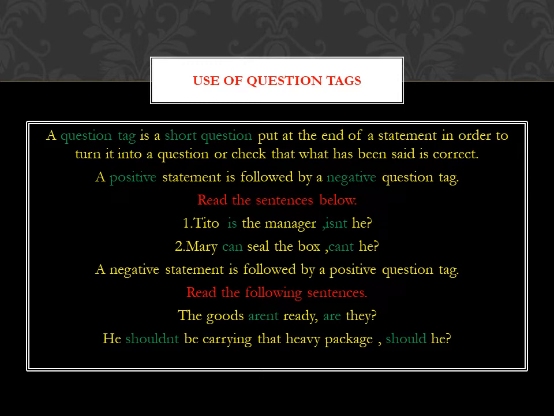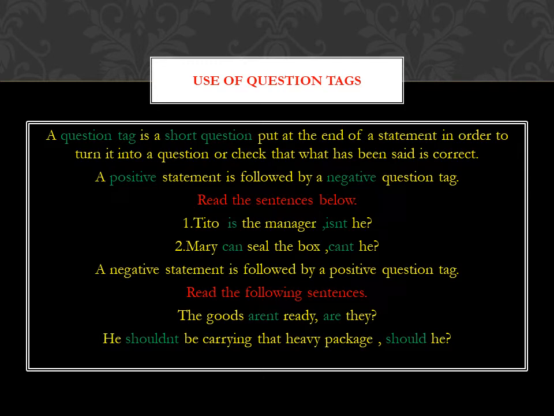And here also there is an apostrophe. Make sure you put an apostrophe here and also another one here. So the second sentence should read, Mary can seal the box, can't she? Can't she? Not can't he. Tito is the manager, isn't he? Also put an apostrophe here between N and T, and also down here between N and T you must put an apostrophe. It was just a typing error.